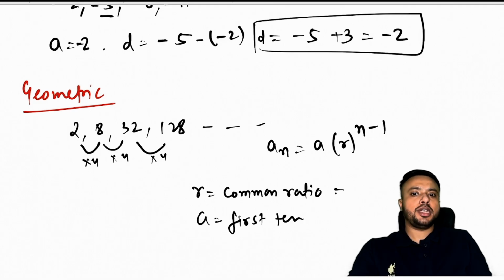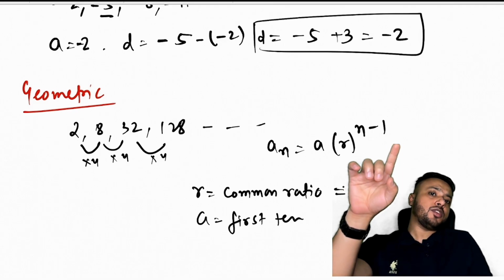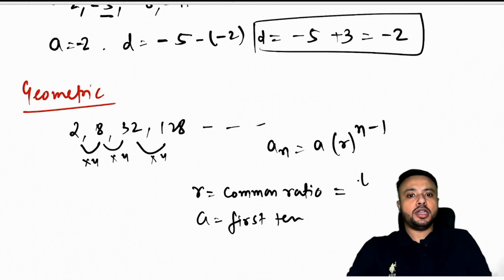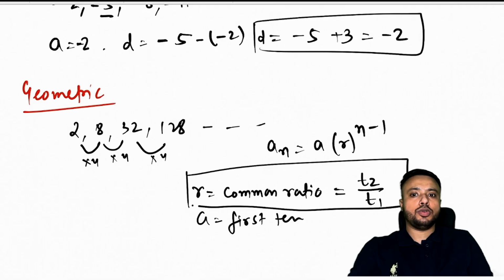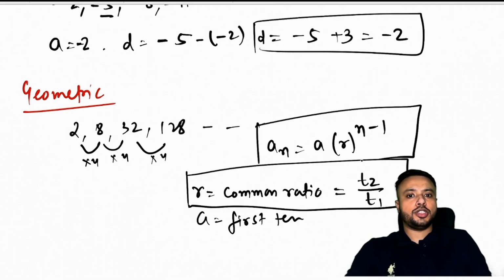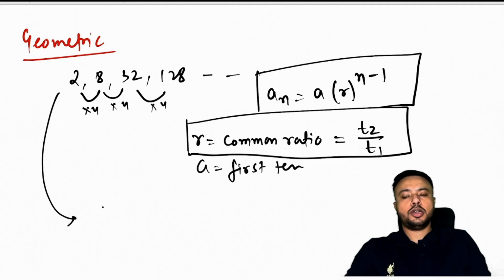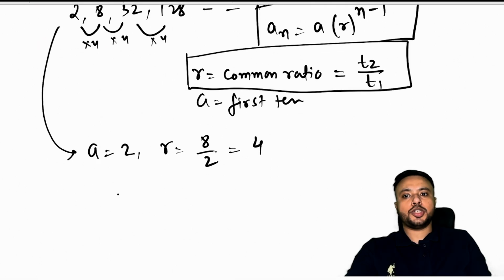So when I say common ratio, just like the common difference formula was t2 minus t1, the common ratio formula is t2 upon t1, guys. Always remember that. Never do t1 upon t2. If you do t1 upon t2, your marks are gone. And this is the general rule formula of the geometric sequence. So for this particular sequence, a is 2 and r is 8 by 2, which is t2 by t1, which is 4. So I'll just substitute the values.